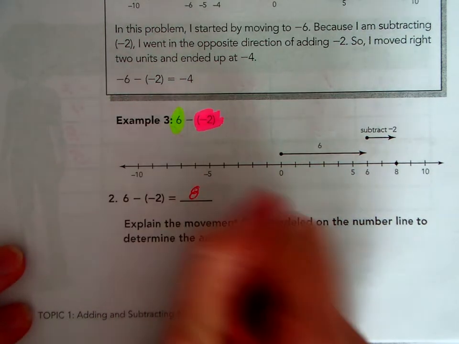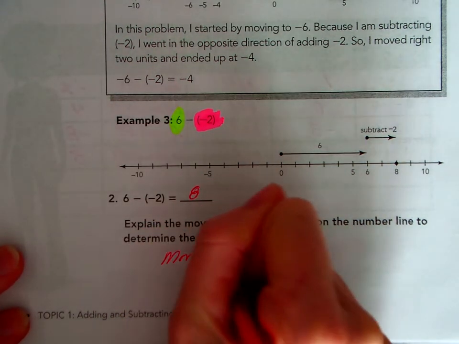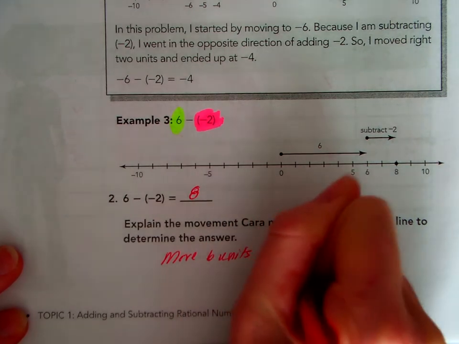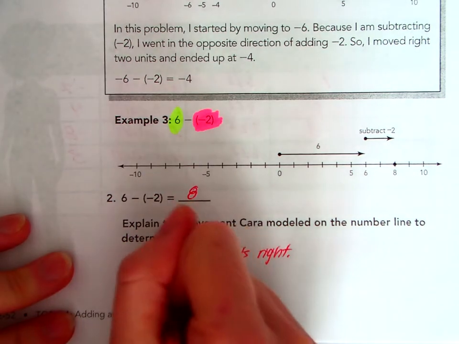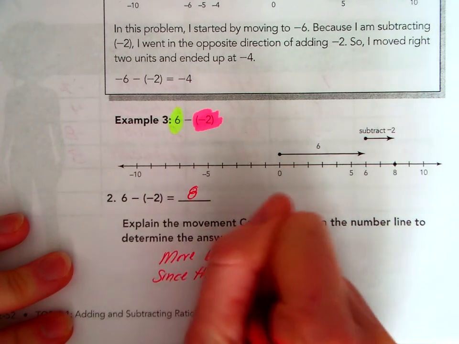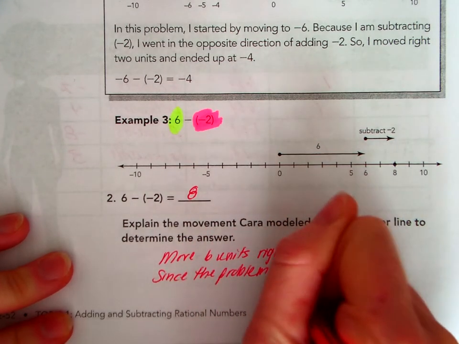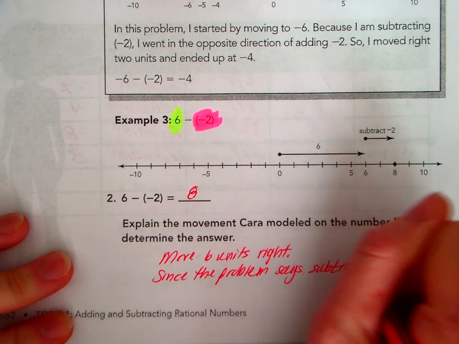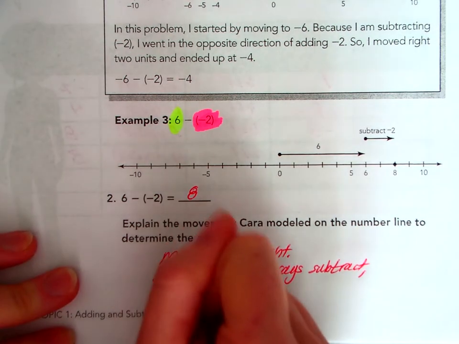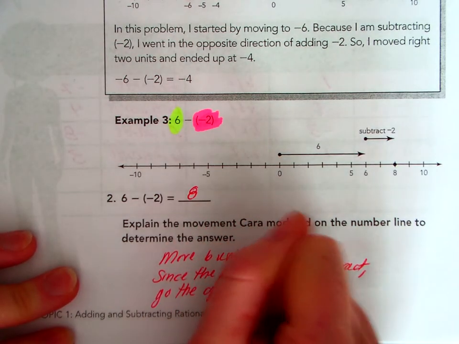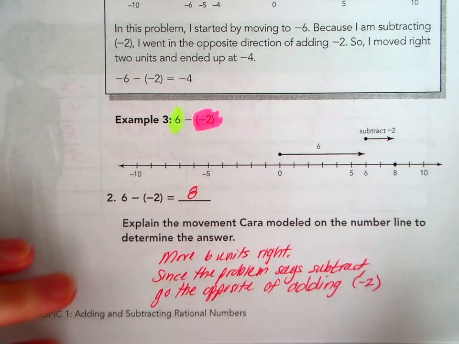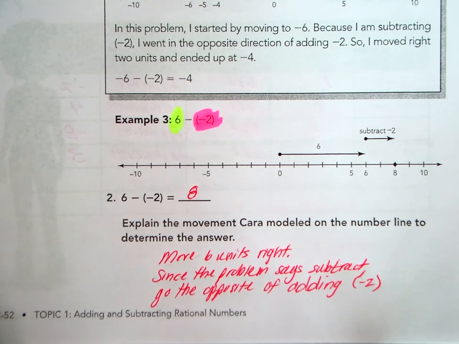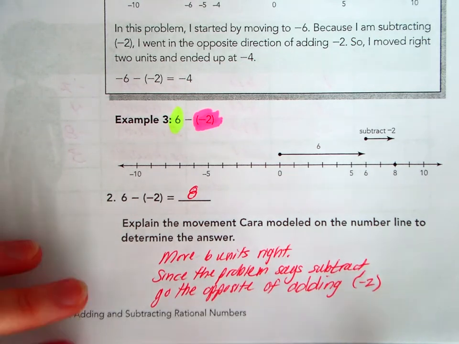So move 6 to the right, because the problem says to subtract, you go the opposite of adding negative 2. Go the opposite of adding negative 2. Well, adding negative 2 would make you go left, therefore go right 2 units.